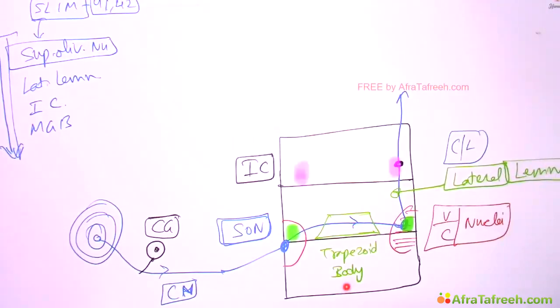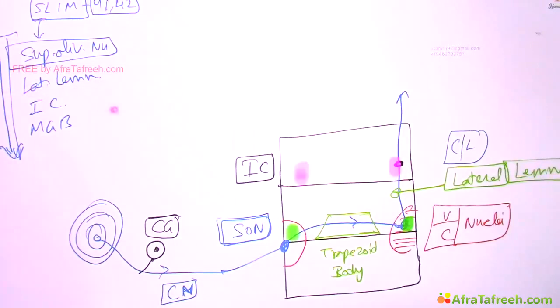Yes, you remember the dorsal column medial lemniscal system is near the midline. Damage there gives medial medullary syndrome. So this is the lateral lemniscus, called so because it is present laterally and it is a bundle of axons, a lemniscus. Yes, auditory pathway. SLIM.